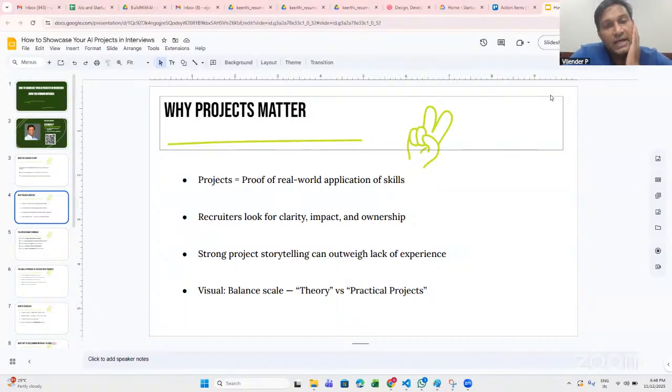So recruiters look for clarity, impact, and ownership, right? So primarily, if somebody is recruiting you, they want to hire someone who will get the work done, right? Nobody wants to hire someone just for the sake of it, because they have to pay some money for that, right? So recruiters typically look for somebody who's clear on what they are trying to do and should be able to clearly talk about what they're trying to do. Okay. What is the impact they have given?